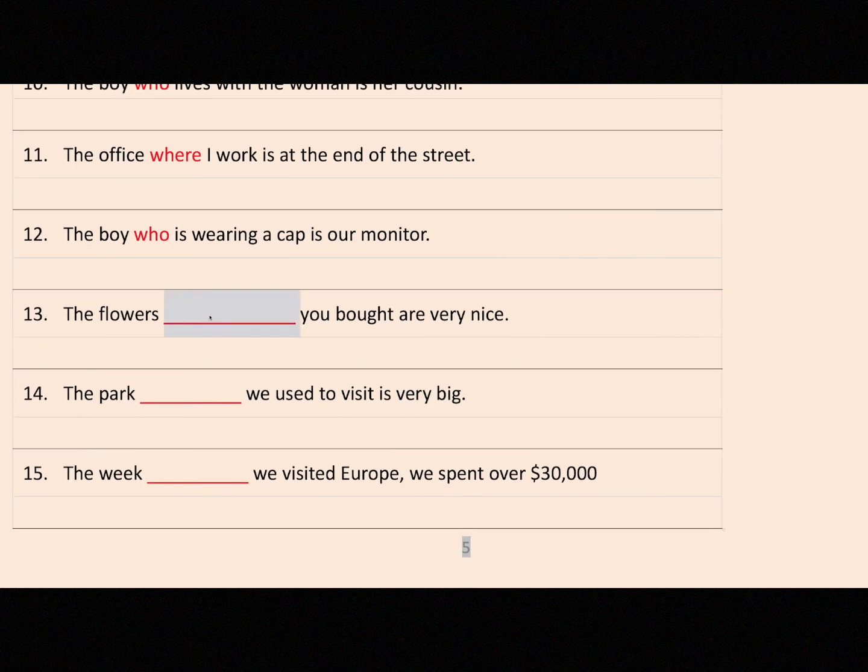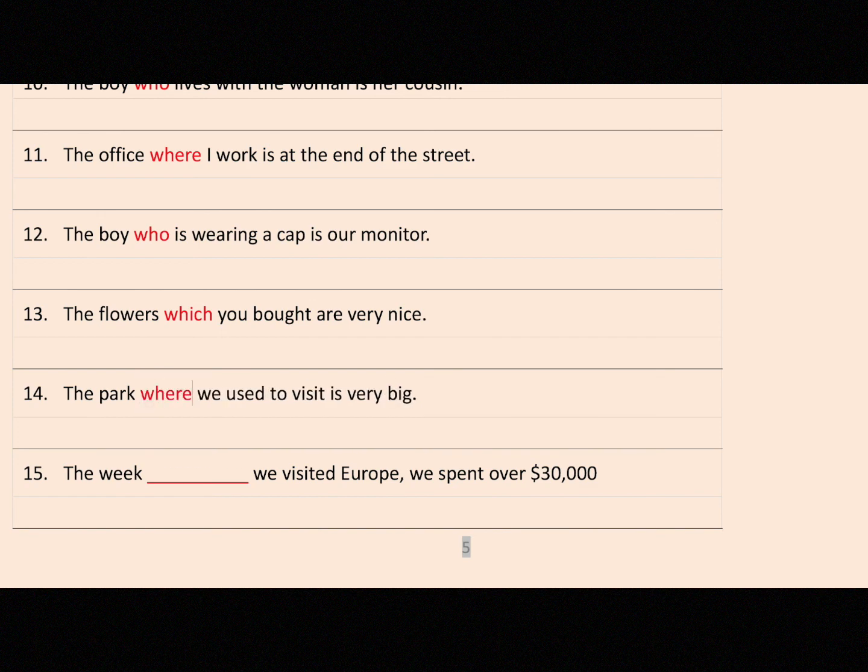Number 13, the flowers. Because the flowers are things, that's why we say the flowers which you bought are very nice. And then for number 14, the park. The park is a place. We say the park where we used to visit is big. And the last one, number 15, the week. Because again, the week is a time, we say a week when we visited Europe, we spent over $30,000.